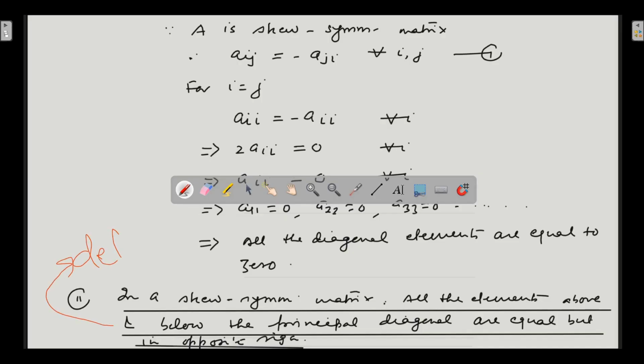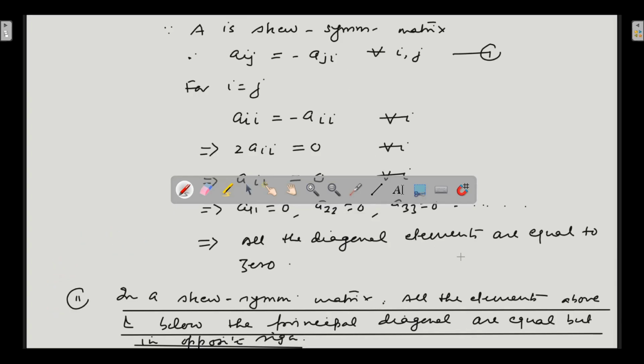From the definition itself, this concept is very much clear: in a skew-symmetric matrix, all the corresponding elements above and below the principal diagonal are equal but in opposite sign. If the sign of the first element is plus, then the sign of the corresponding element will be minus, and if the sign is minus, then the other element's sign will be plus.